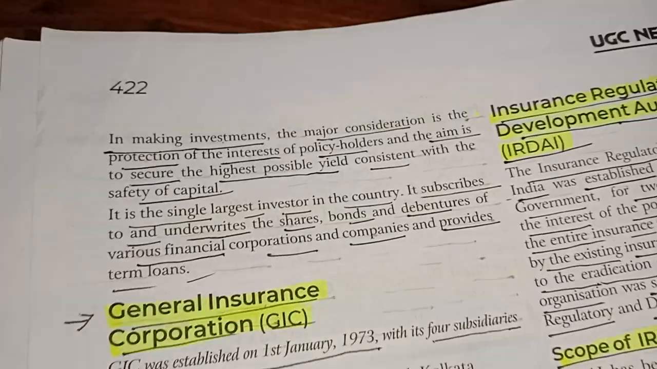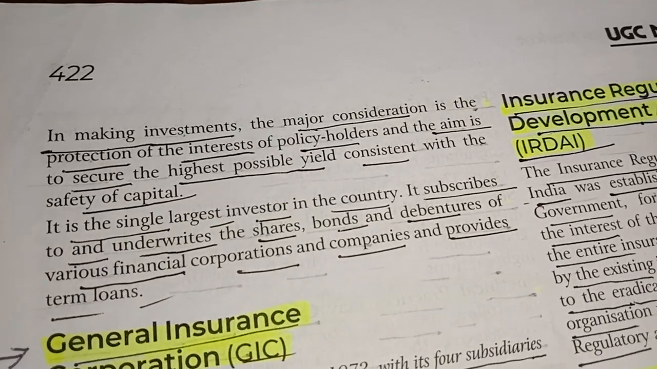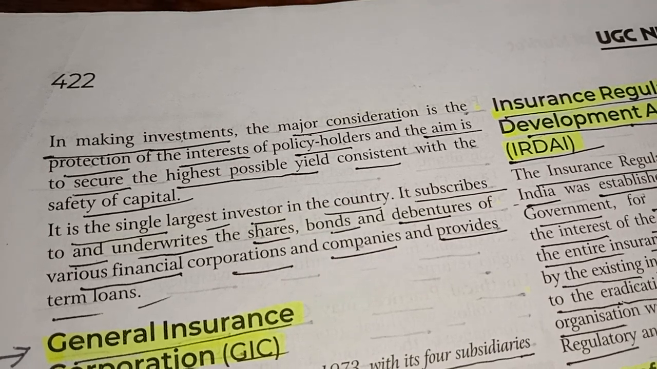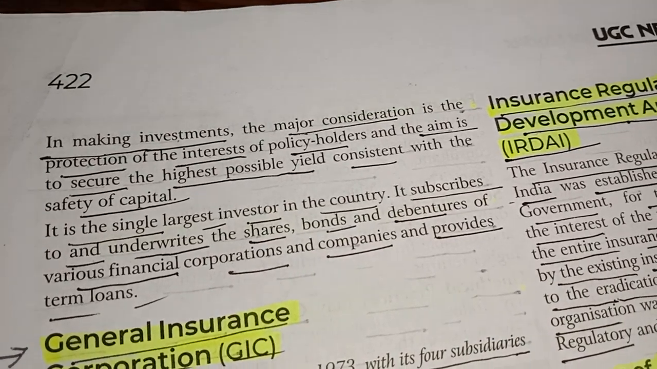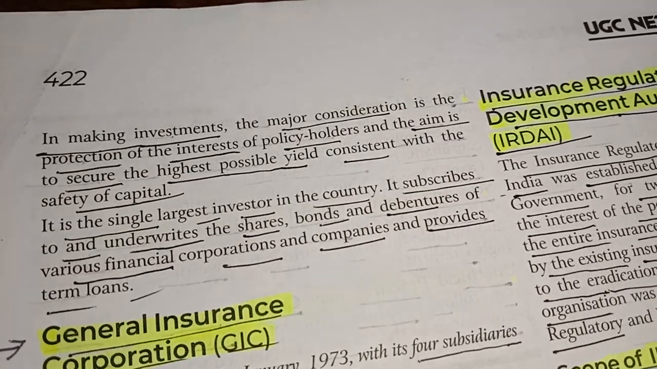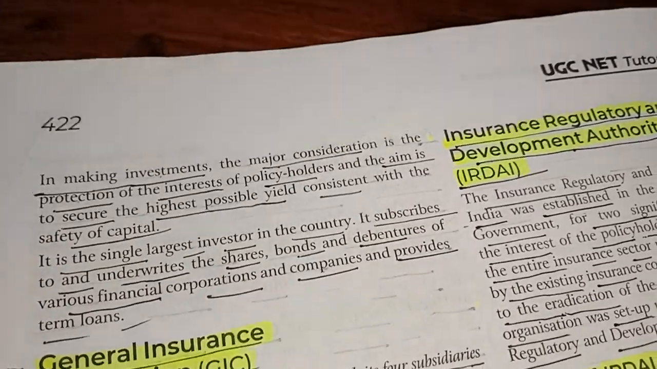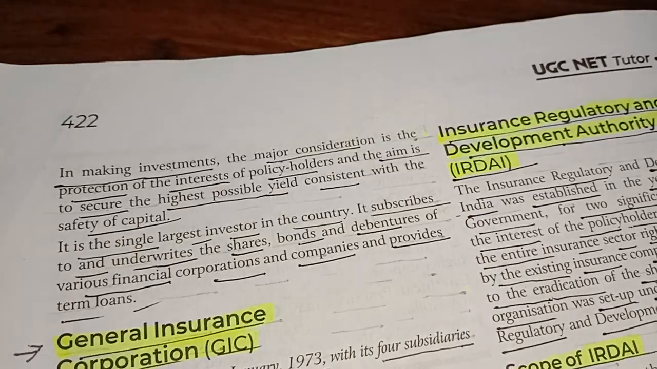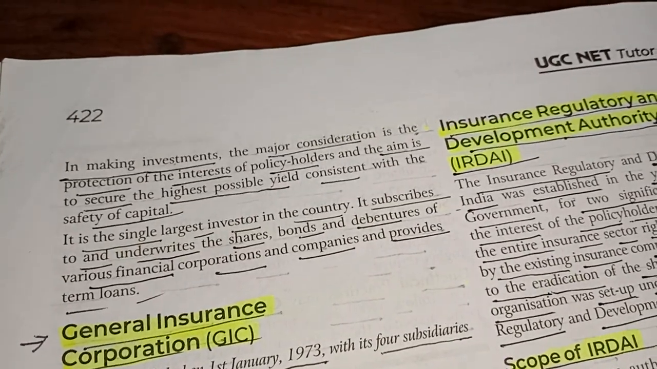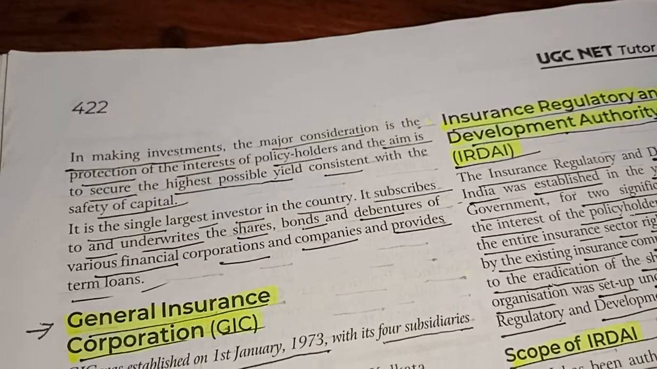In making investments, the major consideration is the protection of the interest of policyholders, and the aim is to secure the highest possible return consistent with the safety of capital. It is the single largest investor in the country. It subscribes to and underwrites the shares, bonds, and debentures of various financial corporations and companies and provides term loans.